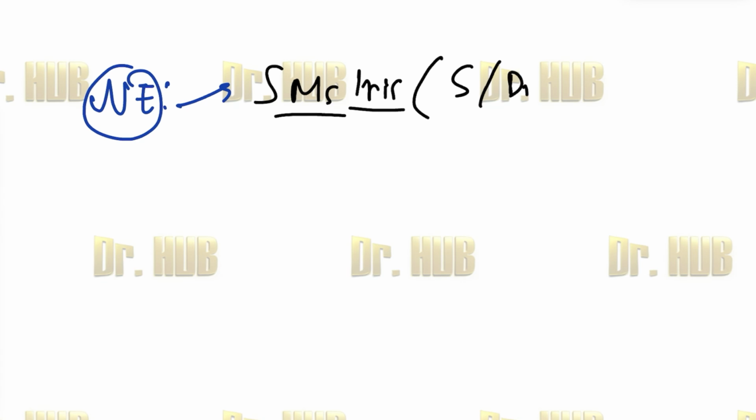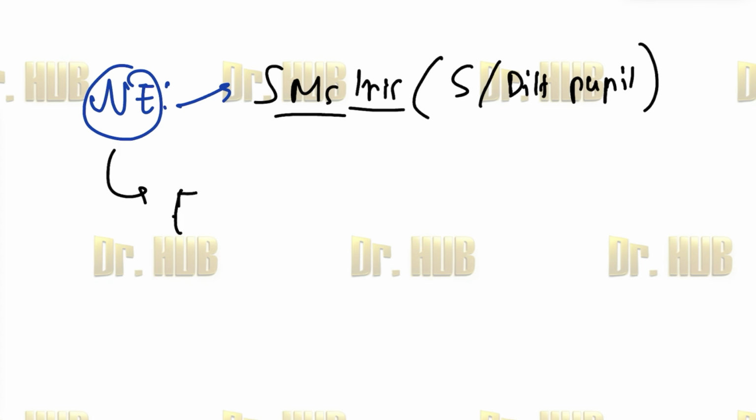Under this neural ectoderm, there are the smooth muscles of the iris, and all the epithelium is present here. The neural ectoderm contains all the epithelium. First is the smooth muscles of the iris, which include the sphincter and the dilator pupillae.